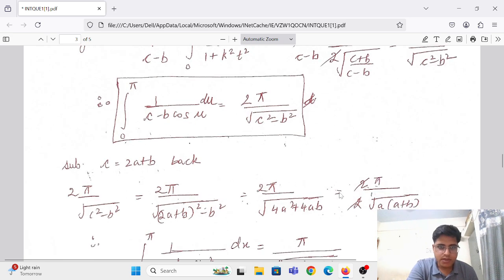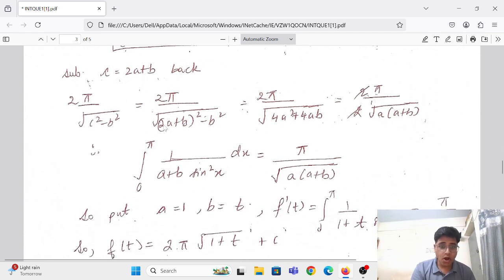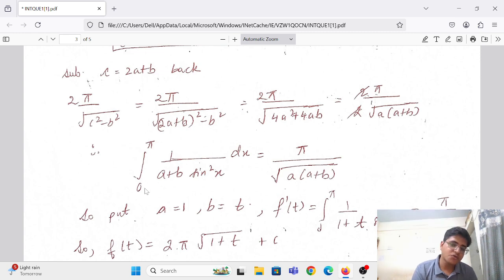Got it? Now if we replace c with 2a plus b back over here, with some mathematical manipulation we get pi over root of a times a plus b. So we got the integral of a general function 0 to pi 1 over a plus b sine squared of x dx to be equal to pi over root of a times a plus b.